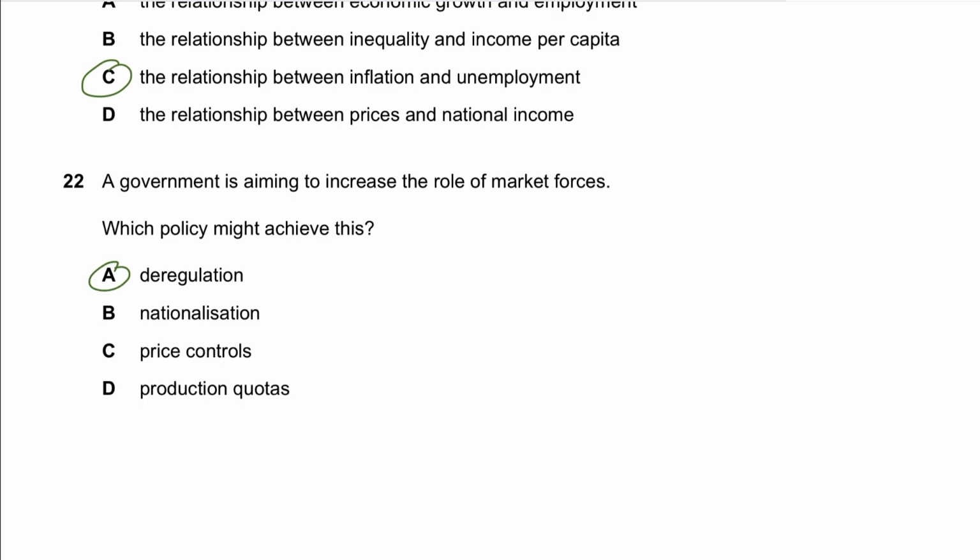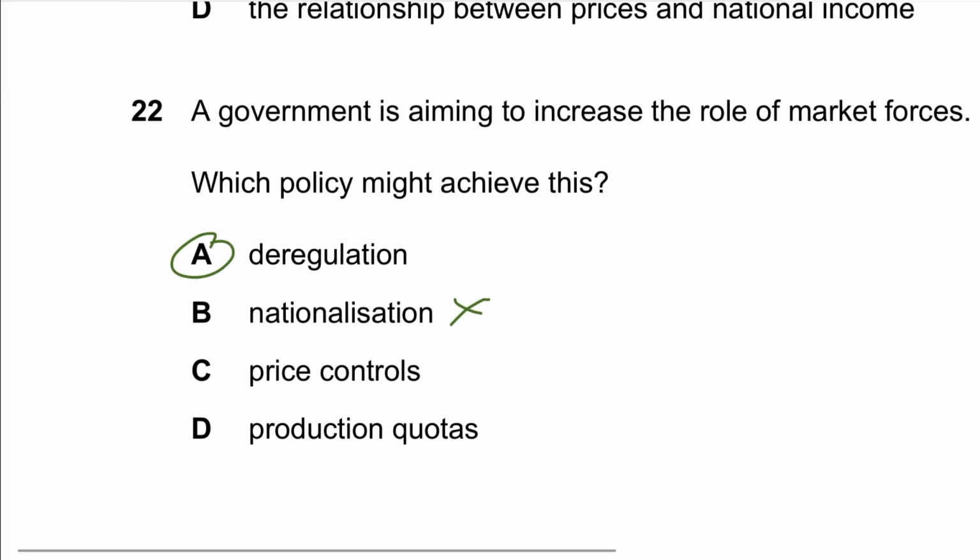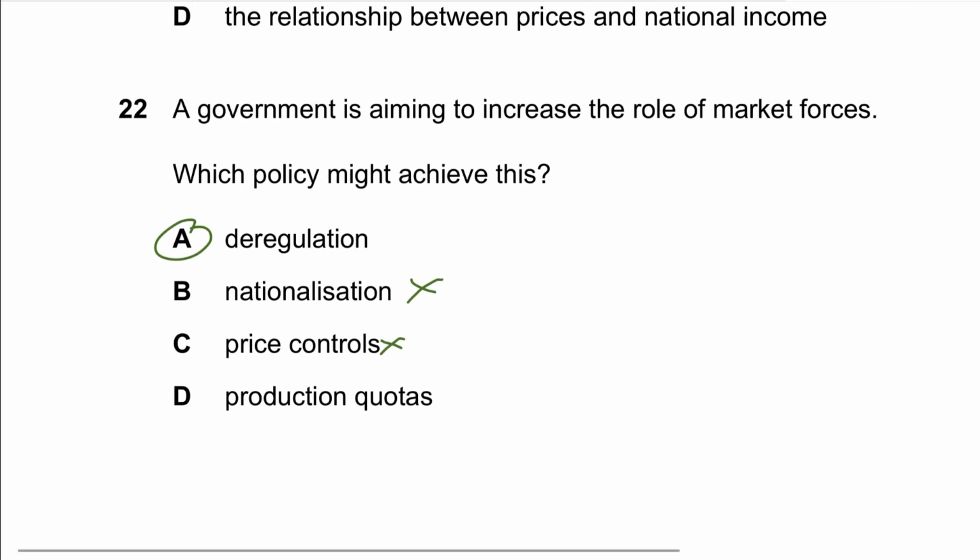Nationalization is wrong, because nationalization means the government takes ownership of industries. This reduces the role of market forces. Price control is wrong as well, because price control means government directly interfering with prices, reducing the role of market forces. Production quota limits how much firms can produce. So they are restricting market forces rather than increasing them, because here the government is telling how much to produce.